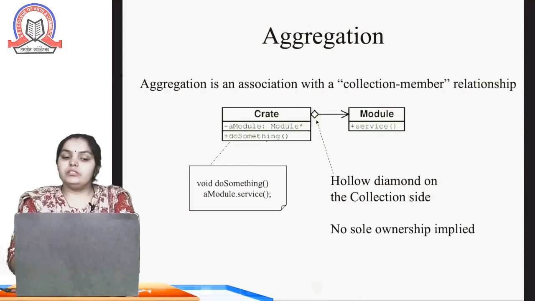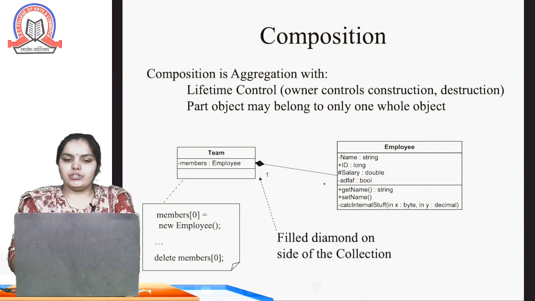Now the aggregation. This is the sign of aggregation, which is an empty diamond. So here, create a module. The hollow diamond on the collection side basically shows the aggregation relation between the classes. So aggregation is formed between collection and the membership. Okay, so this is the example of an aggregation relation.